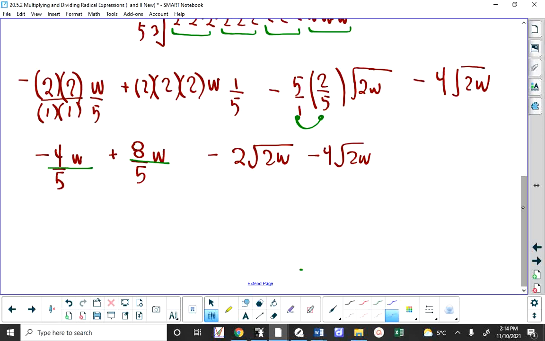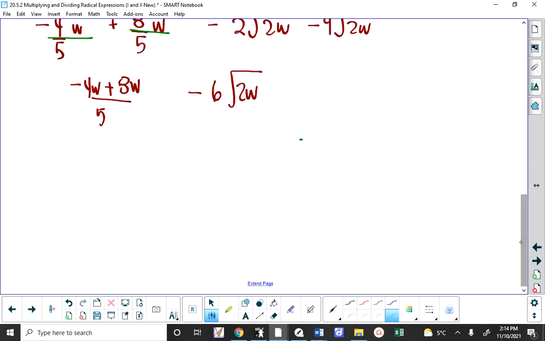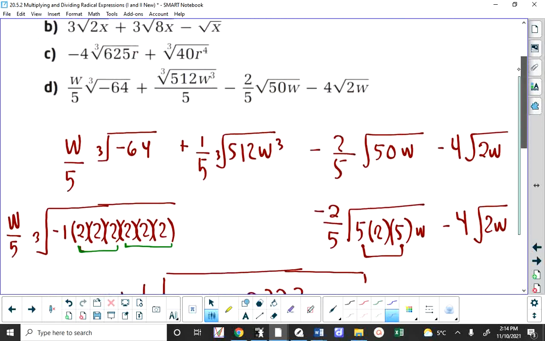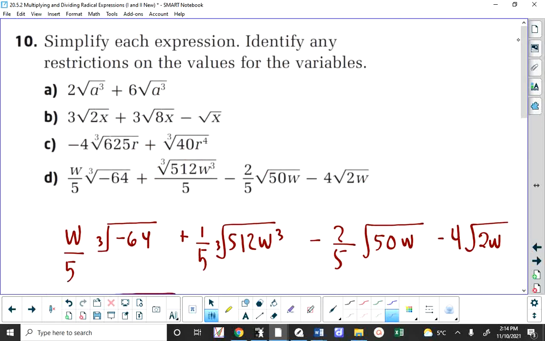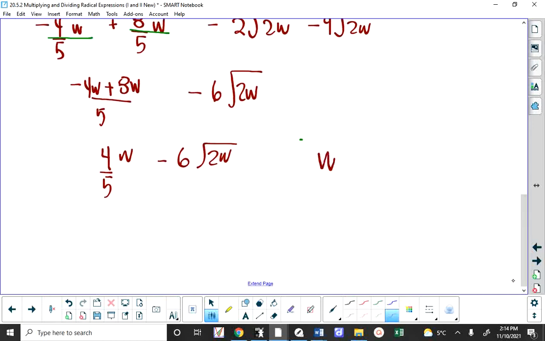And this would give us negative 4W plus 8W over 5 minus these we can combine into 6 root 2W. Still good, Kendra? Okay. And then finally we can just clean this up and write 4W over 5 minus 6 root 2W. Is that okay? W, of course, cannot be negative. I don't know how that plays into this question, if we really care or not. It does actually say identify the restrictions, so we would need to say that W must be greater than or equal to 0.